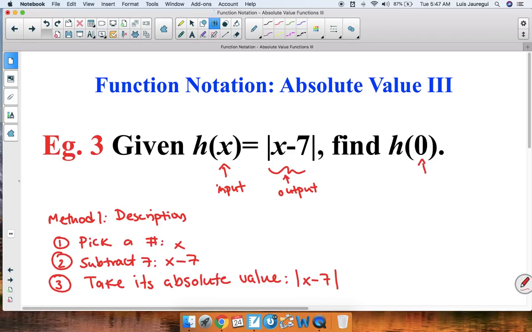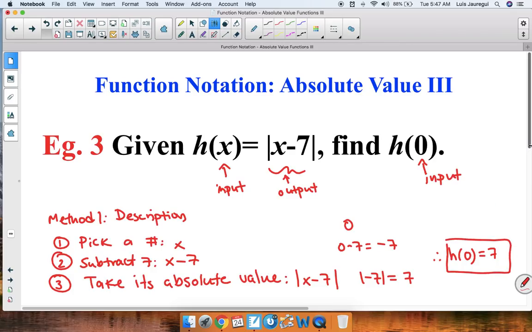However, in this case, our input happens to be 0. So that's the number we're going to pick. So we said, okay, we start off with 0, then we subtract 7. So 0 minus 7 gives you negative 7. And lastly, you take its absolute value. So the absolute value of negative 7 is equal to 7. Therefore, we can say that h of 0 is equal to 7.